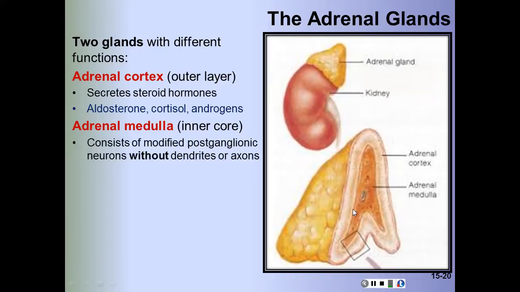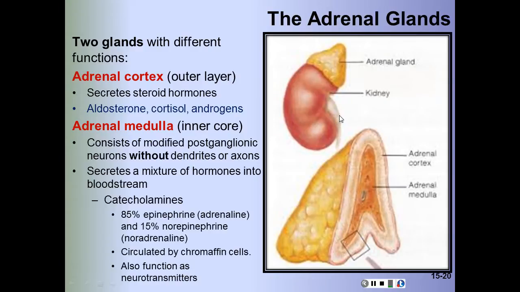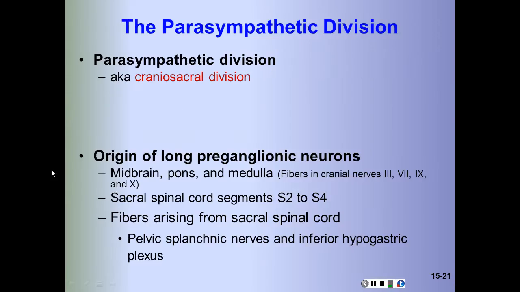The adrenal medulla, which is the inner core, is essentially a sympathetic ganglion, and the sympathetic nervous system and the adrenal medulla are referred to collectively as the sympatho-adrenal system. This adrenal medulla consists of modified postganglionic neurons without dendrites or axons, and it secretes hormones into the bloodstream, such as the catecholamines. Two of the three catecholamines we have are 85% epinephrine and 15% norepinephrine. Okay, and they're also used as neurotransmitters.